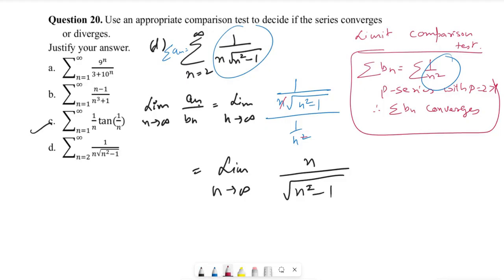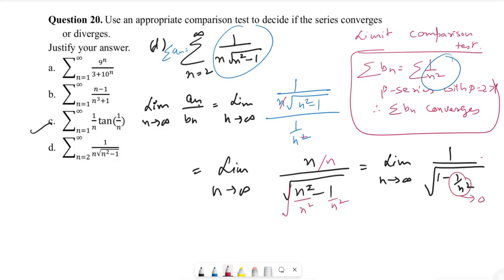The highest power of n in the denominator looks like n squared, but it's under a square root, so that's basically n. So I'm going to divide everywhere by n. When I divide the denominator by n, it's going to look like n² because it's under the square root. So what do we have? The limit as n approaches infinity of 1 divided by the square root of 1 minus 1/n². We know this 1/n² term is approaching 0. So this limit is coming as 1.